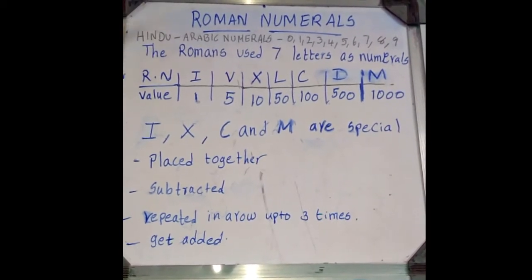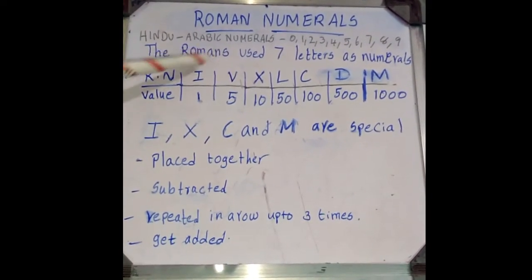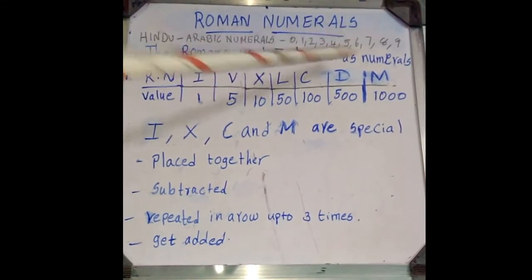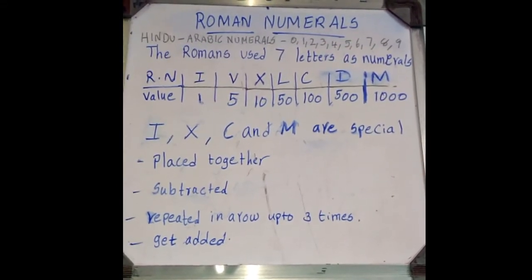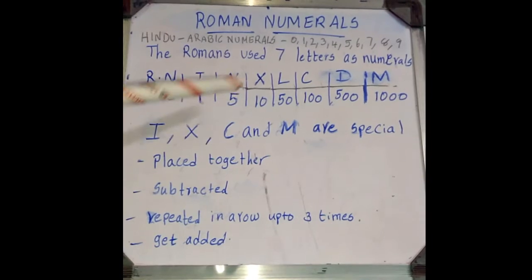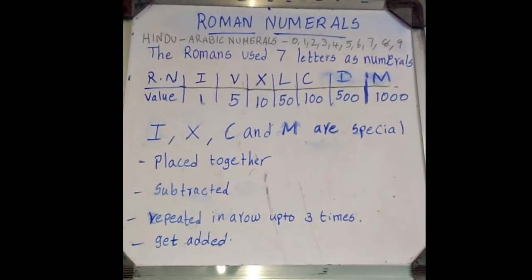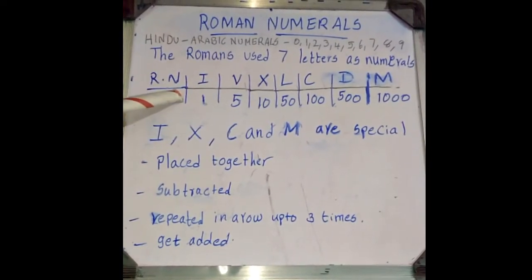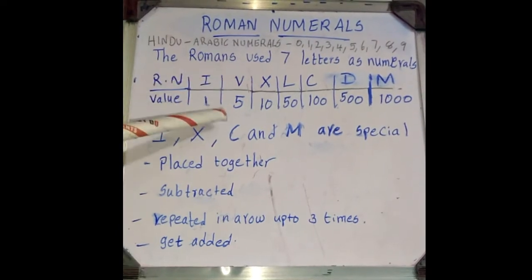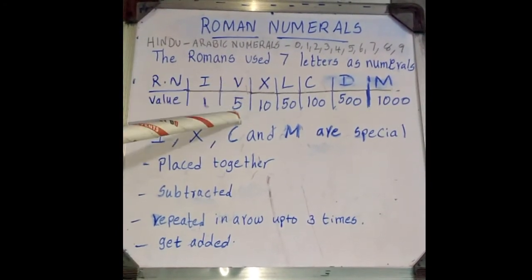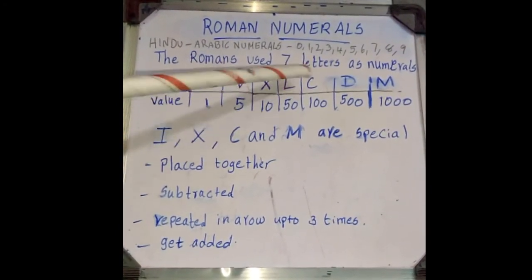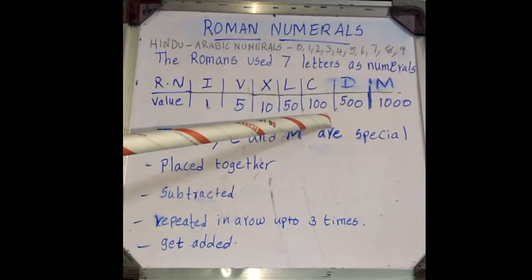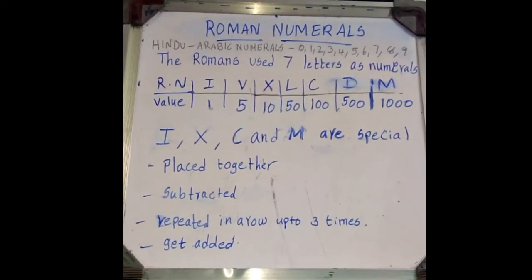But in Roman numerals, they used 7 letters as numerals, and they also gave values to these letters. What are they? I as 1, V as 5, X as 10, L as 50, C as 100, D as 500 and M as 1000.